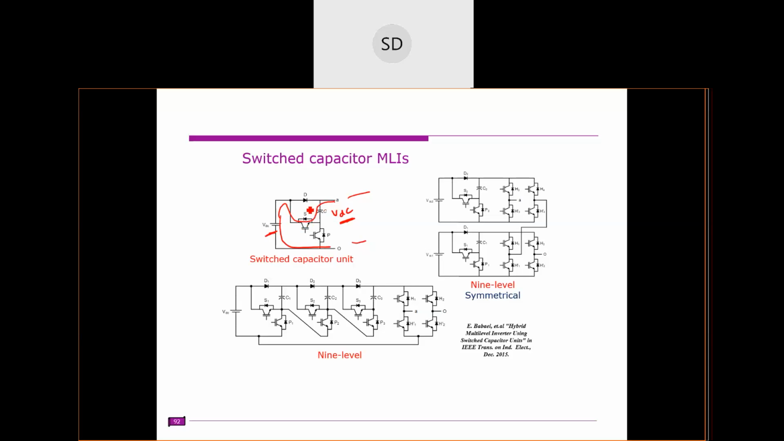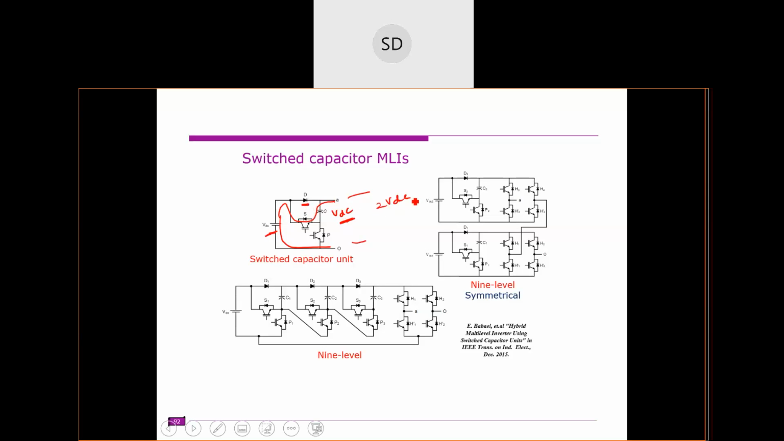So now you know the purpose of this diode, right? What is the purpose of this diode? To prevent the short circuit. To prevent the discharging of capacitor, right? So therefore this diode is connected. So now it will produce 2 VDC.